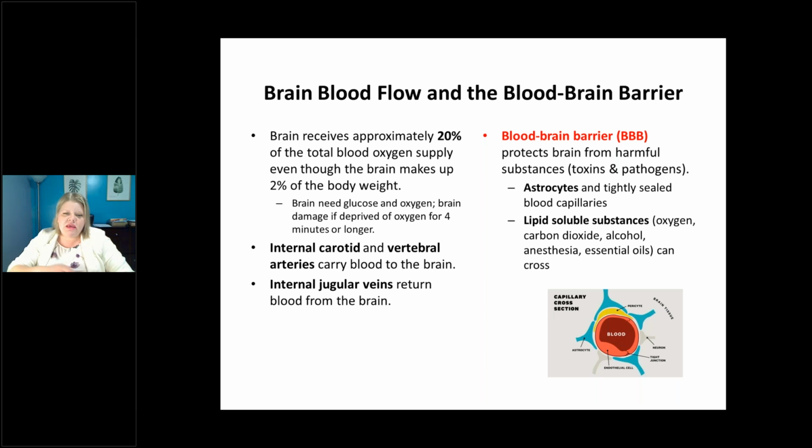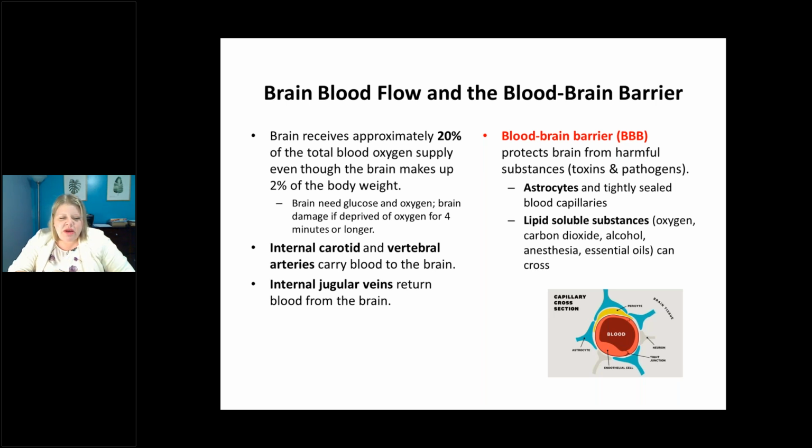Okay, more on the brain blood flow and the blood-brain barrier. Even though the brain only makes up about 2% of your total body weight, it requires 20% of your total blood oxygen. The brain is greedy. It feeds itself before anyone else because it takes priority. Without the brain, nothing else at all can function.